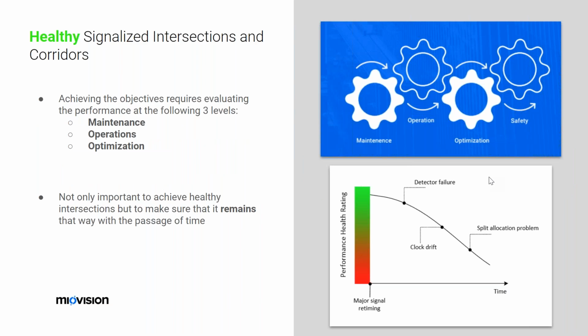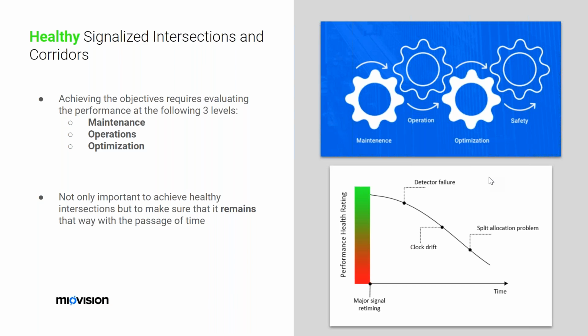From our perspective, we talk about healthy signalized intersections and corridors. And by healthy, I mean intersections that are achieving objectives, depending on what the objective is. So for one location or one area, healthy could have a different definition to another location. But what's important for all the intersections is that they need to be able to perform perfectly well at 3 levels. The 3 levels are maintenance, operations, and optimization.